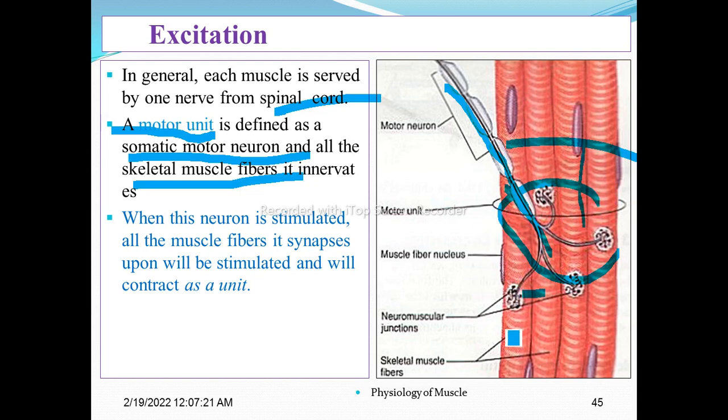So these are fibers, and this is the neuromuscular junction, a synapse between the neuron and the muscle. This contact area, the synapse area, is known as the neuromuscular junction. So our concern will be the neuromuscular junction. When this neuron is stimulated, all the muscle fibers it synapses upon will be stimulated and will contract. When impulses come to this nerve, the muscle fibers it synapses with are stimulated and contract.